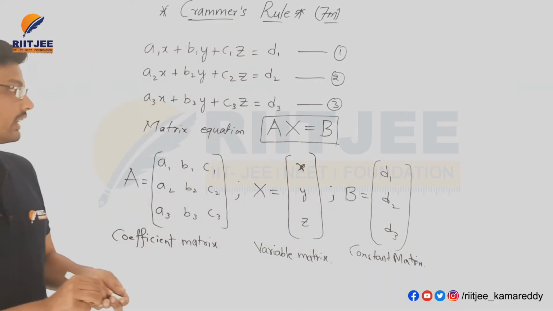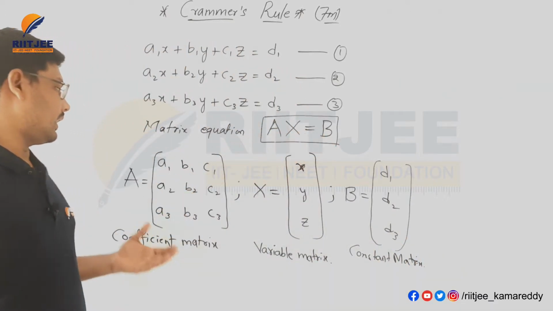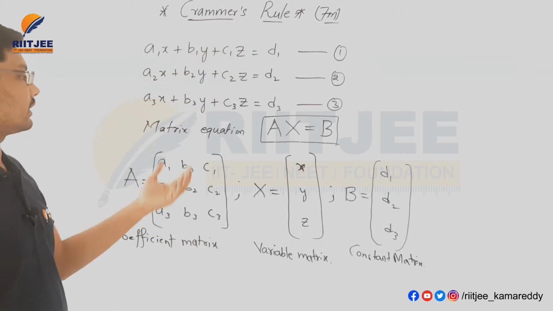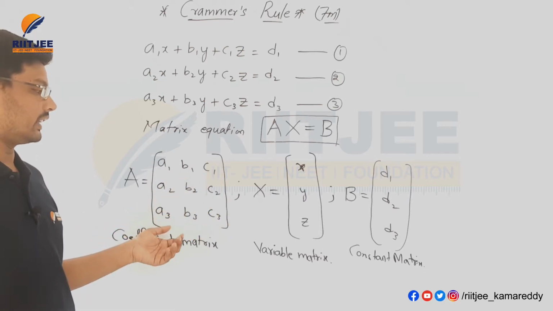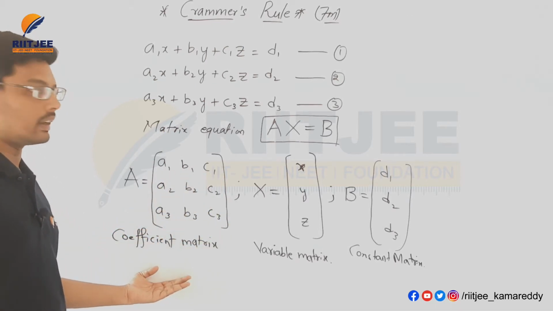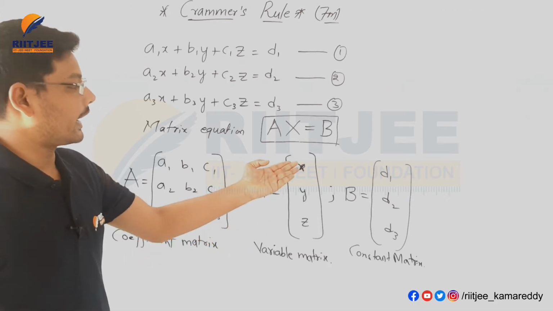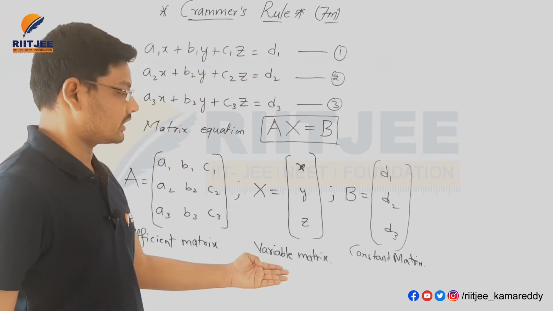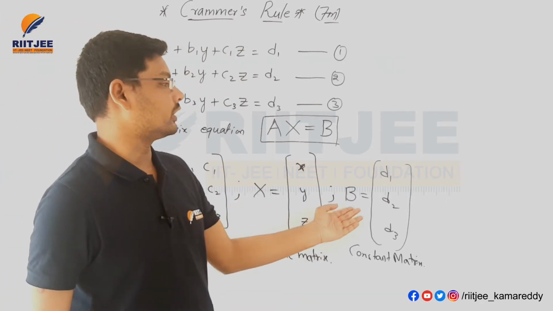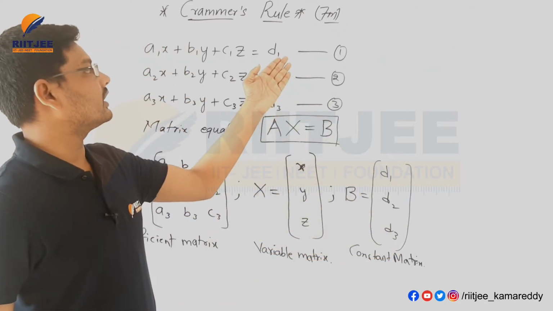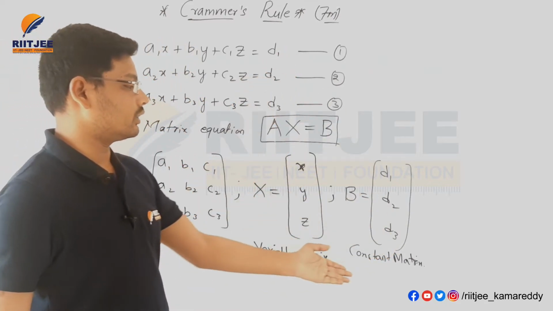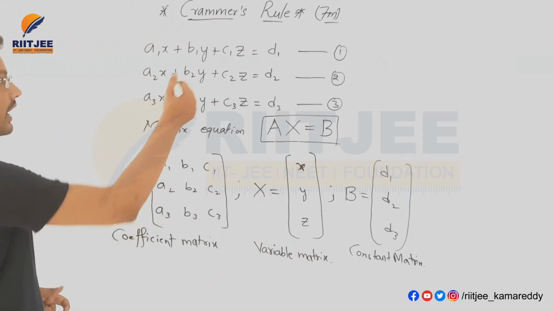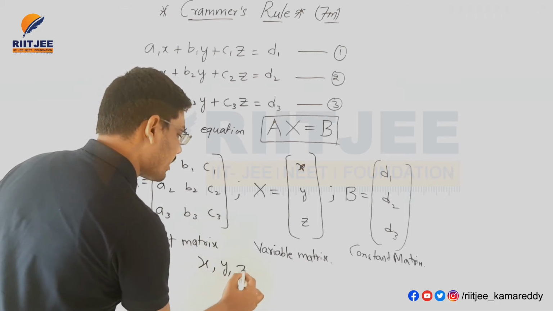Here we have the matrix equation, that is AX is equal to B, and the A matrix values are coefficients of all the linear equations: a1, b1, c1, a2, b2, c2, a3, b3, c3. This is called the coefficient matrix, and X is equal to x, y, z. x, y, z are nothing but variables present in the linear equations. This is called the variable matrix. And B is equal to d1, d2, d3. Whatever constants are involved in the linear equations are called the constant matrix. From these three matrices, we need to find the values of x, y, z.